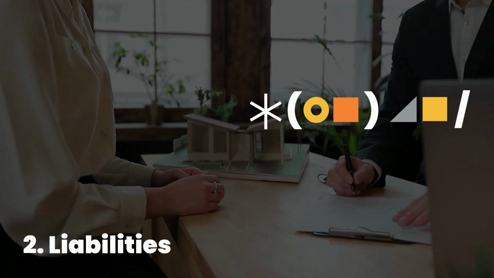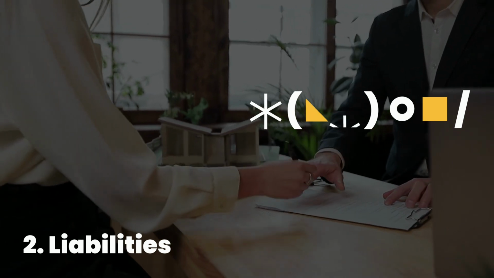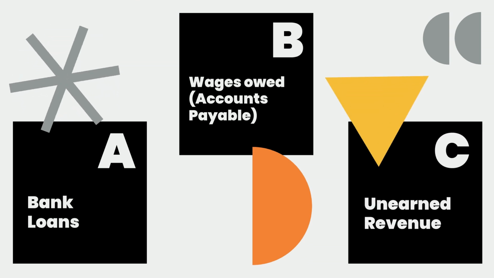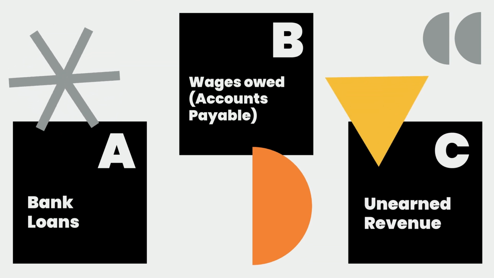Liabilities. These are what the company owes to others. Liabilities include bank loans, wages owed, and money we owe to our suppliers. That's accounts payable. They represent obligations to outside parties.